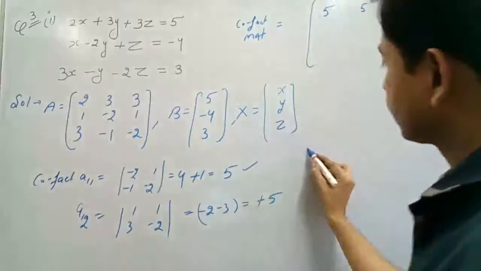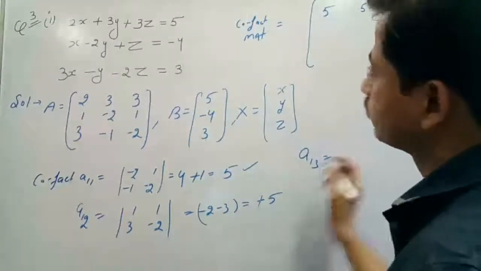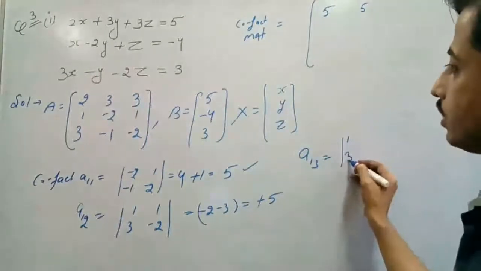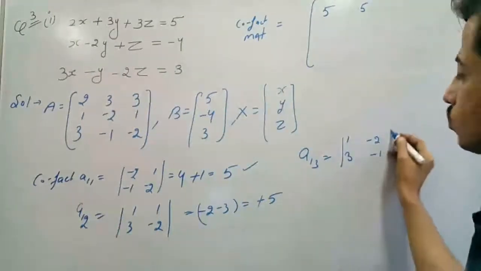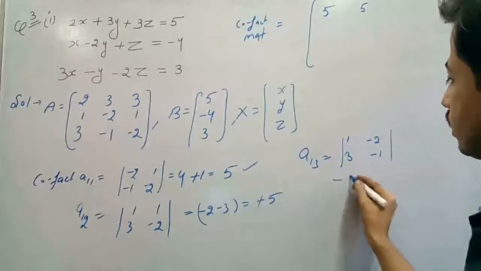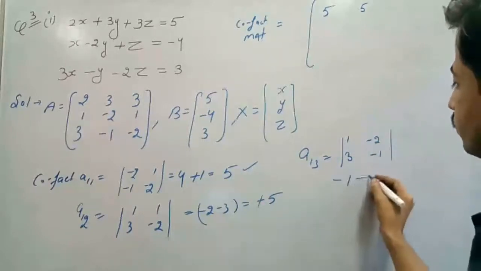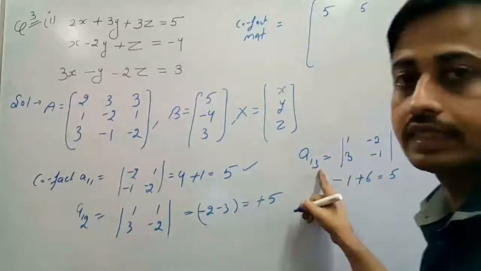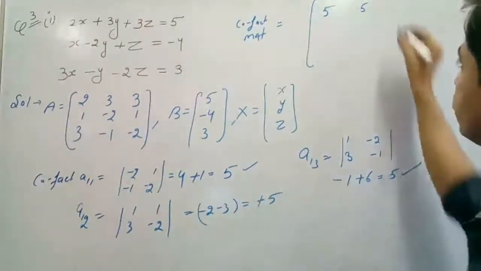Now what we have to do? Calculate A13. Cut third column, first row. We get 1, 3, minus 2, minus 1. Solve it. 1 into minus 1 is minus 1, 3 into minus 2 is minus 6, minus minus 6, so we get 5. 1 plus 3 even, so we get plus 9.